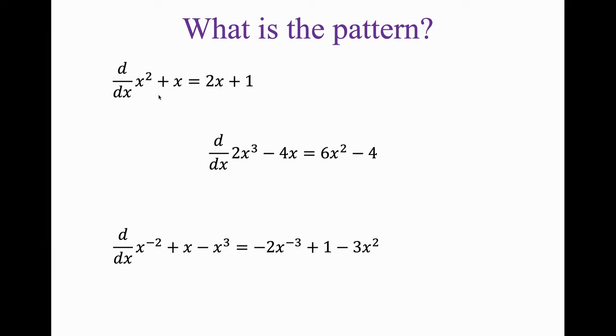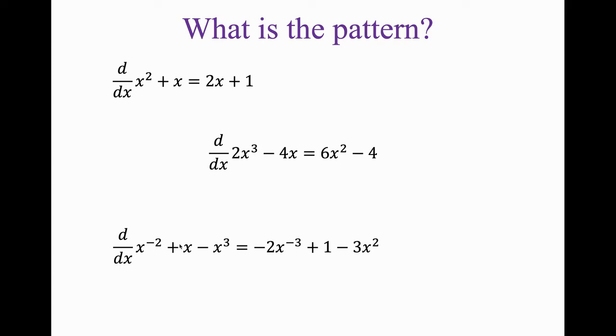So what this tells us is it doesn't matter how many terms. If we're adding terms or subtracting terms, you can take the derivatives of each term individually. Look at this one. 3 times 2 is 6. 3 minus 1 is 2. And the derivative of negative 4x, it's linear, is negative 4.